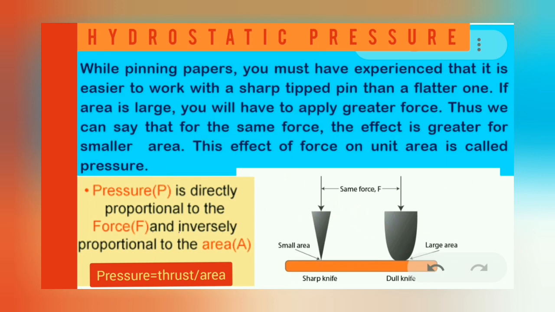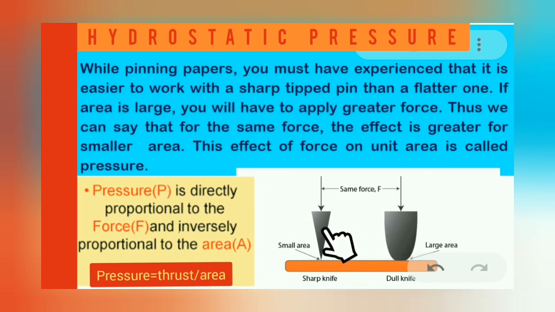What is thrust? Thrust is the total normal force acting on any surface. Say two types of knives are here. One is a sharp knife and the other one is a dull knife. You know that the sharp knife can cut the vegetables very easily, but the blunt knife cannot. What is the reason? Because the area of the sharp knife is less as compared to the dull knife. That means pressure is inversely proportional to area.